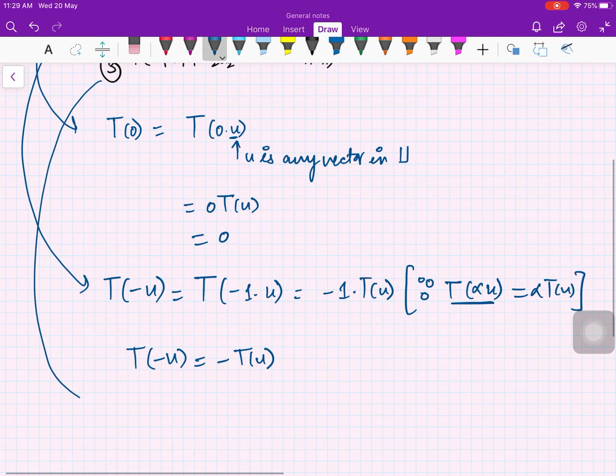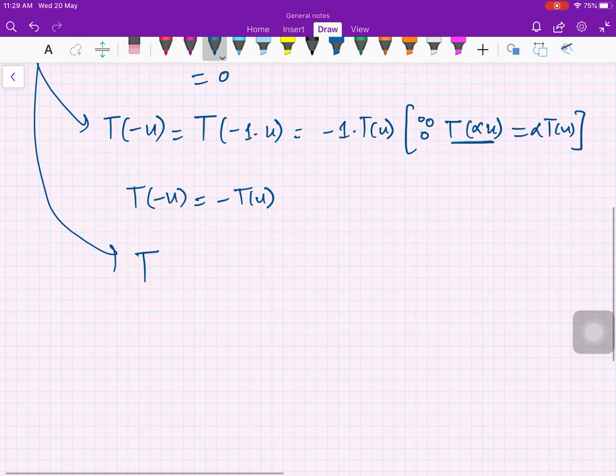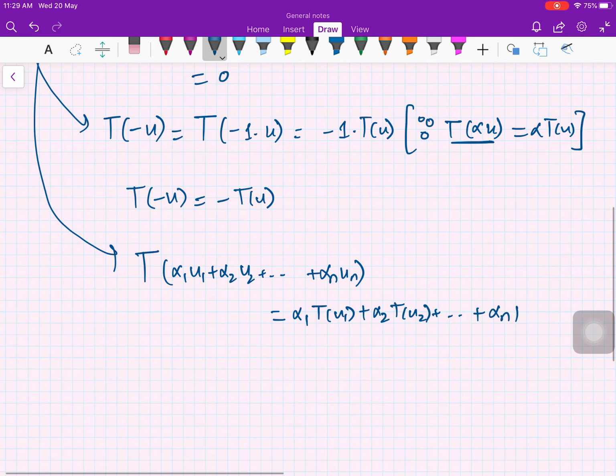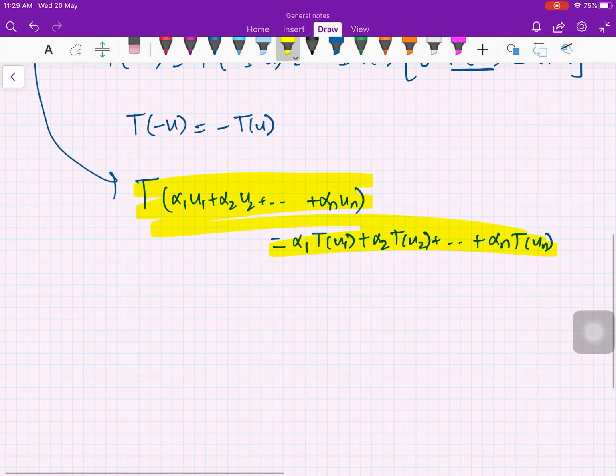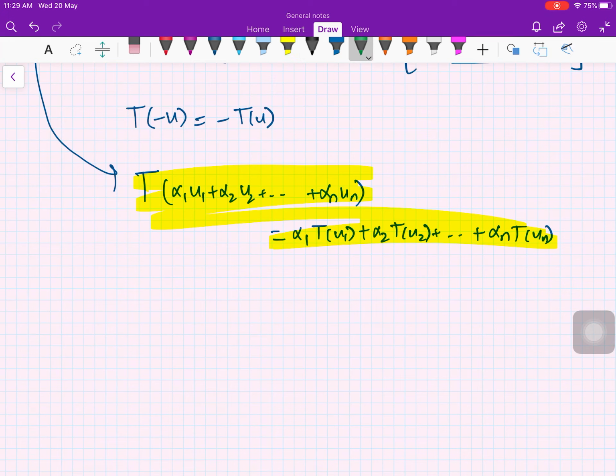Now the third property which we have to prove, let us look at this property. You have T of alpha 1 U1 plus alpha 2 U2 plus so on alpha n UN is equal to alpha 1 T of U1 plus alpha 2 T of U2 plus so on alpha n T of UN. We want to prove this thing. For that we will use induction, the principle of mathematical induction. This is a beautiful principle which always helps you to prove so many things.